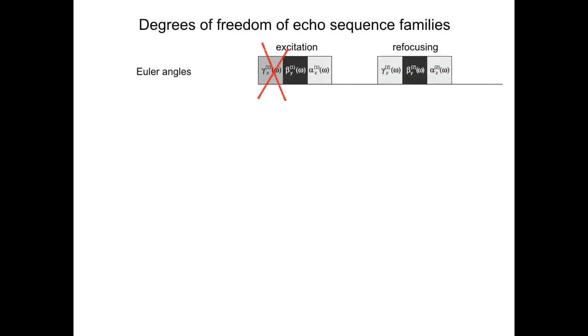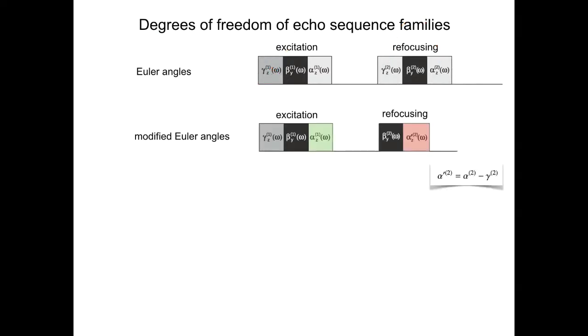And again, one can analyze this in terms of the Euler angles. Maybe I'll do this a little faster here. So again, the first Z rotation we can ignore. We can also, because this is the ideal case, the beta pulse in this case is a 180-degree pulse, shift angles from before the beta pulse and add this to the alpha rotation. And so we can have these modified Euler angles, where we then just have the alpha rotation, which is defined as alpha minus gamma.